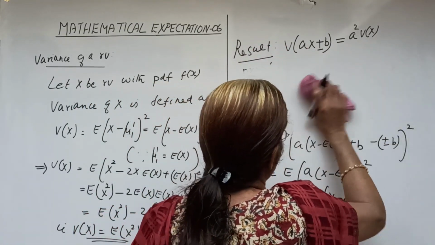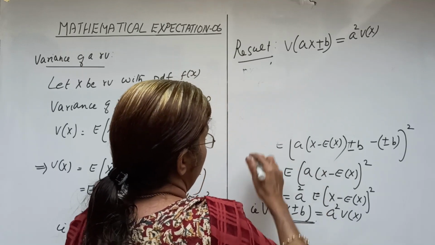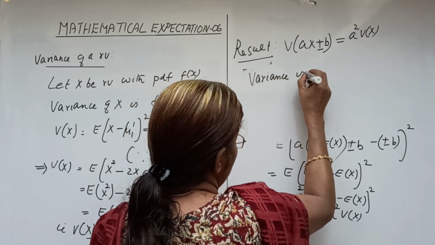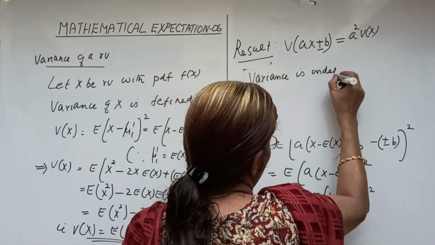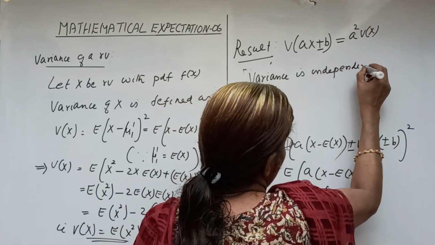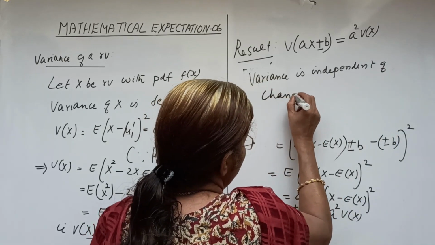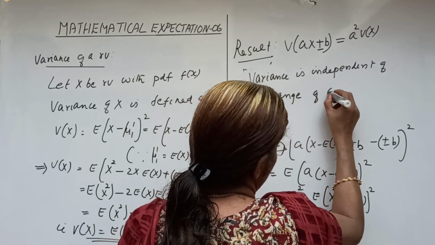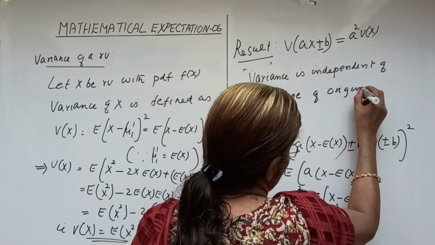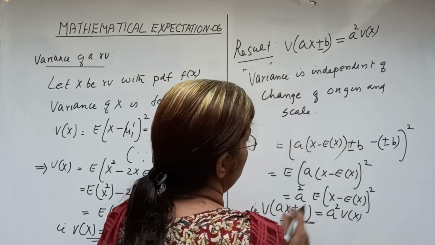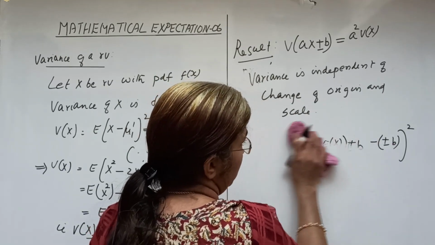The result says that variance is independent of change of origin but not of scale. Variance is independent of change of origin.